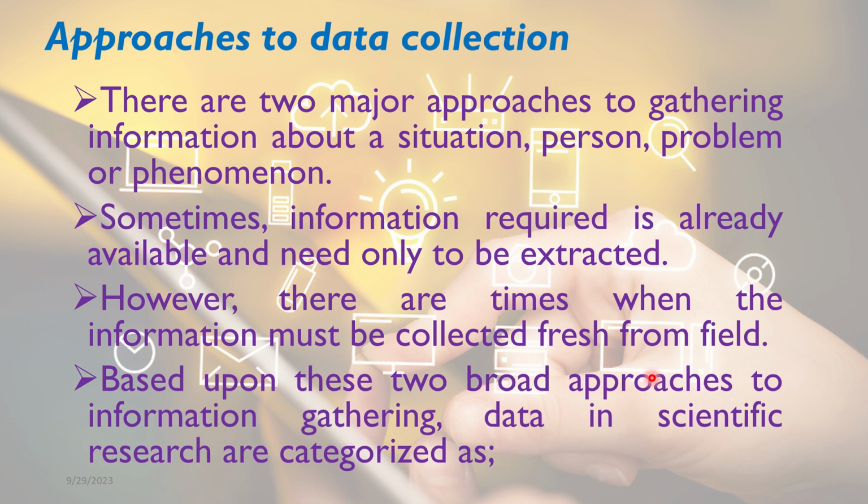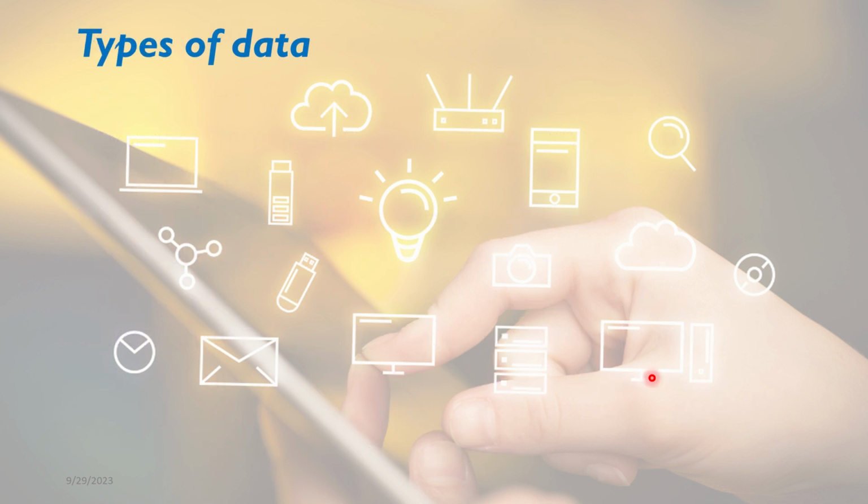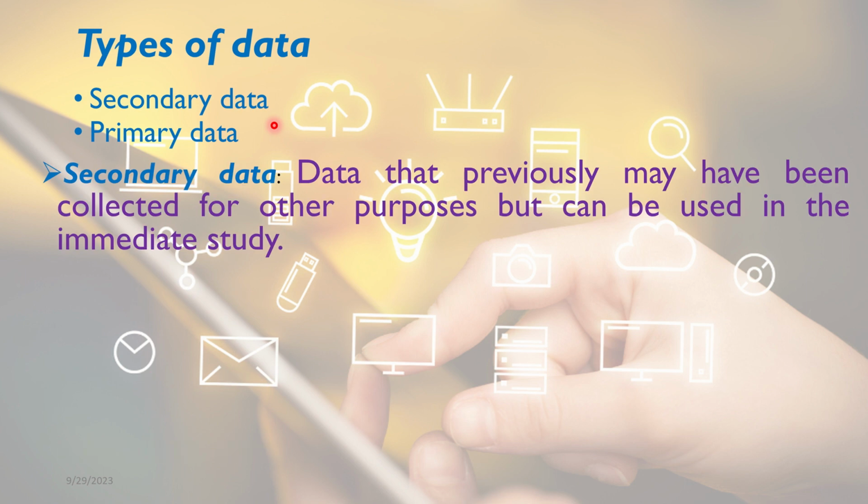Based on these two broad approaches to information gathering, data are scientifically categorized in two ways. The first is known as secondary data, whereas the second type is known as primary data. So what is secondary data? That's the data which was previously obtained or collected for another problem, and you can use that data for the present study.